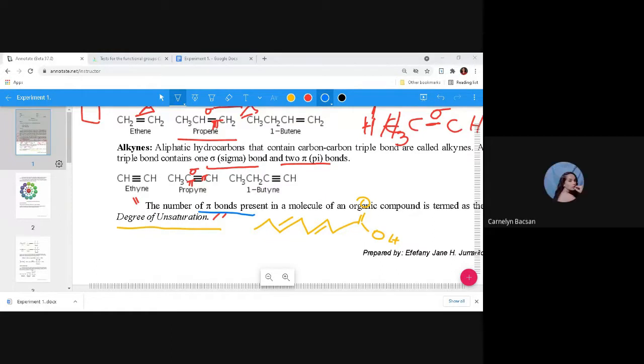2, ma'am. Okay, so the degree of unsaturation is 2. We will count how many pi bonds. So, 1, 2. If we have a double bond, it has 1 pi bond. How many double bonds are present? We have 2 double bonds. So, therefore, we have 2 pi bonds. Now, the degree of unsaturation is also 2. You write 2. Okay, what about if we have this one?